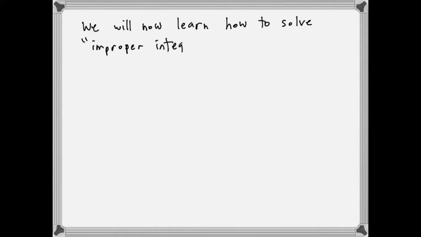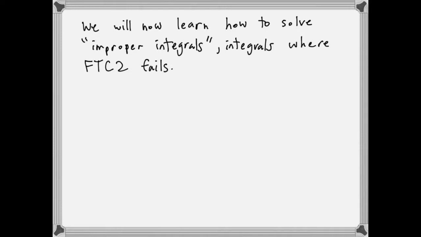So we will now learn how to solve what are called improper integrals. Integrals where the fundamental theorem of calculus, part 2, fails. Okay, so there are two types of improper integrals that we're going to learn about in this section. So what are the two types?